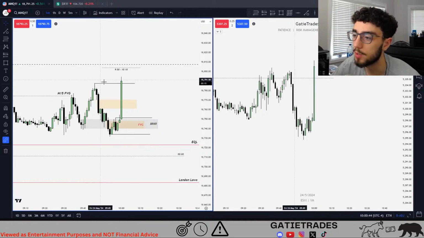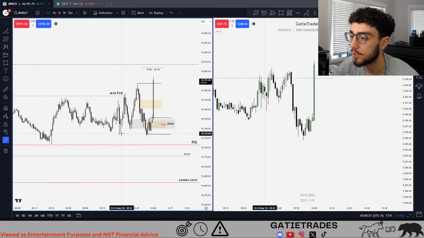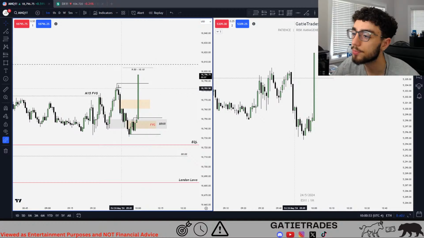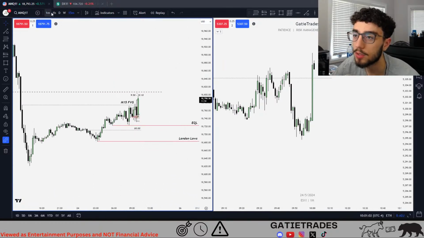Maybe this was just all manipulation. Maybe we weren't bearish at all. Let's see. We didn't really take out any lows besides this one, I guess. 930 low. Yeah, I'm happy with today. Let's see how high we go.